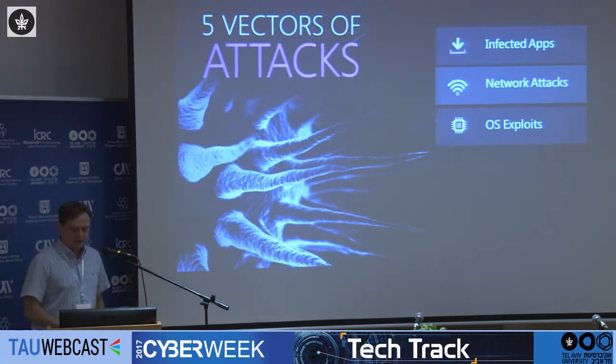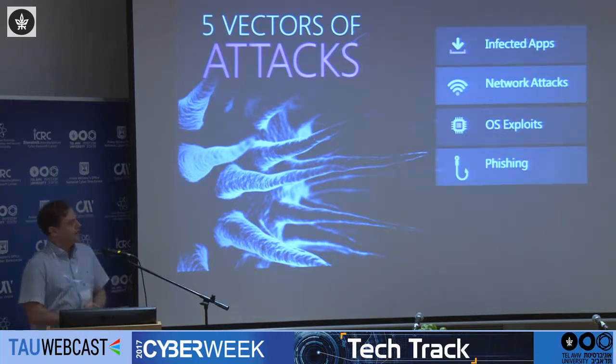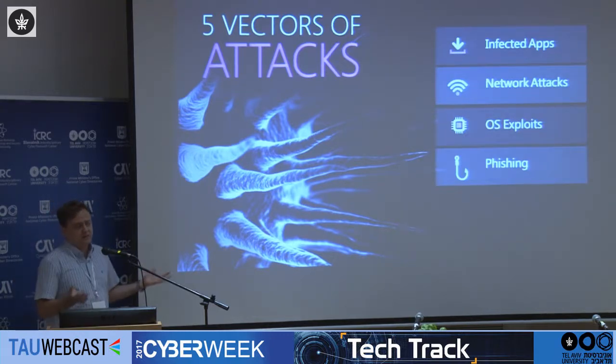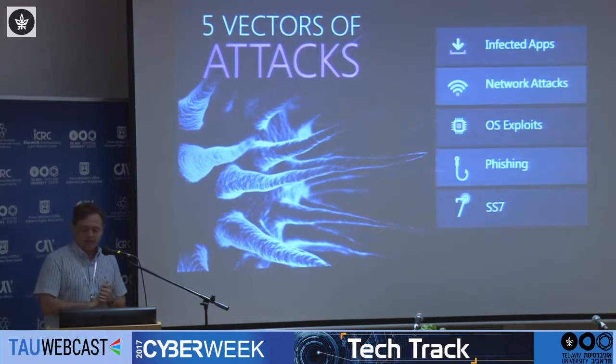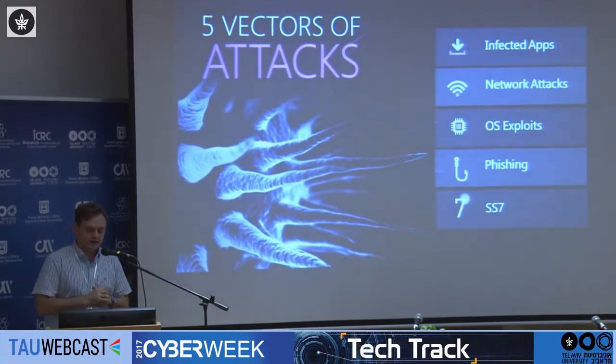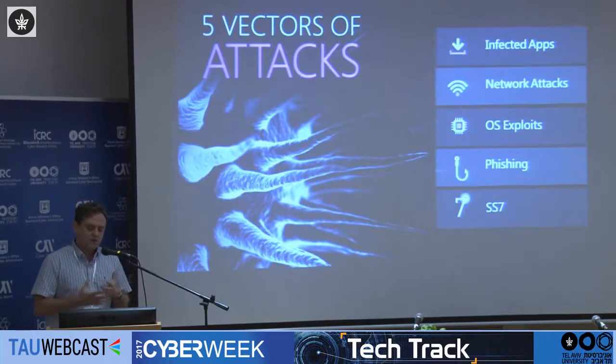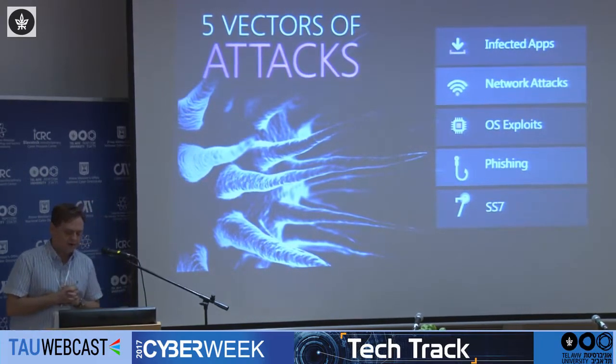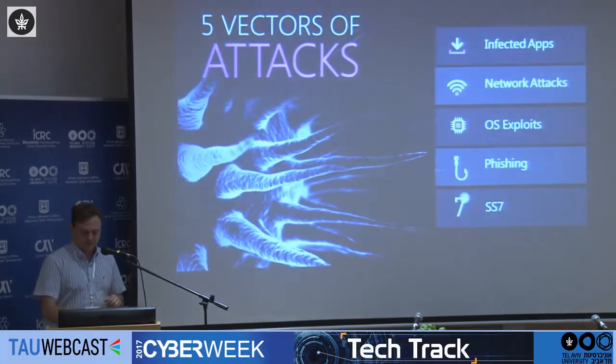Those are three attack vectors that we saw during the last 10 years in mobile, and they were very popular. But recently, we started to see more and more two other attack vectors. The first one is very well known from the PC world, it is phishing. And the last one is SS7. So I will dive into those two attack vectors to discuss why they're so powerful and why they became so popular in mobile.